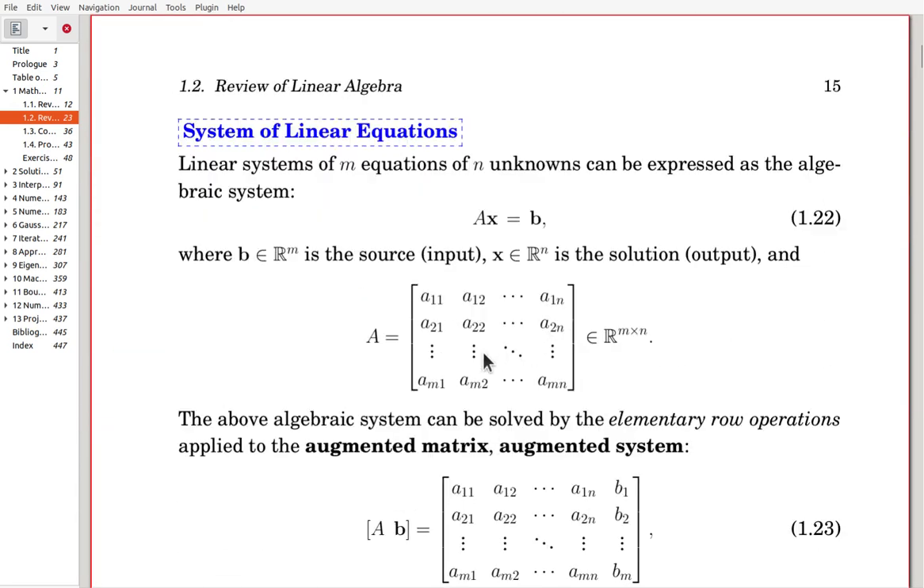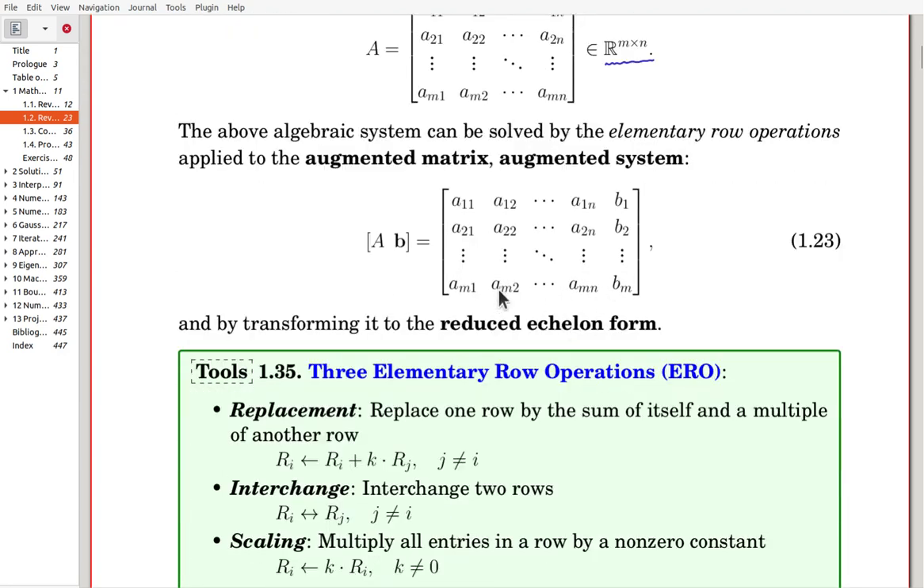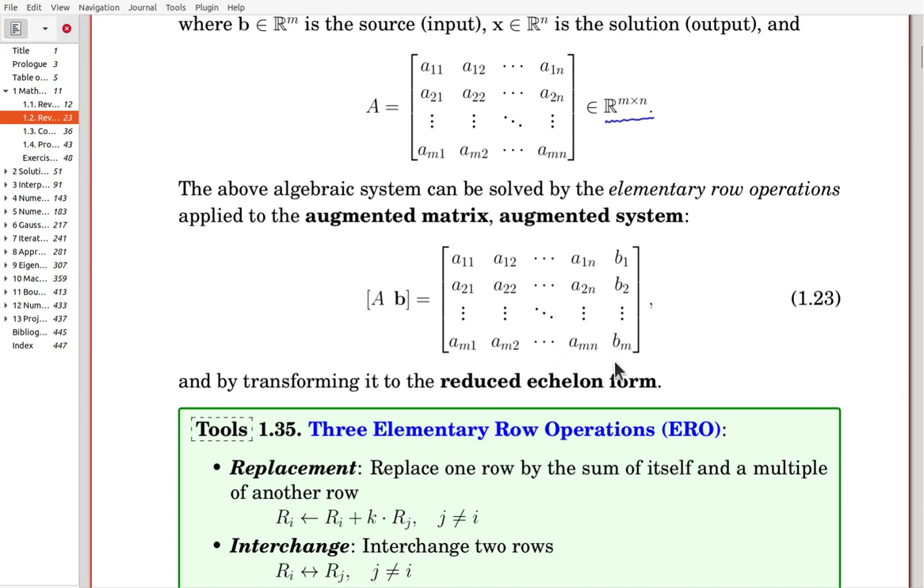Okay, here, linear systems of m equations and n unknowns can be expressed as the algebraic system AX equals B. So A is the matrix in m by n dimensions, and B is in Rm, with m components. For the system, we can make an augmented system by attaching the right hand side to A.